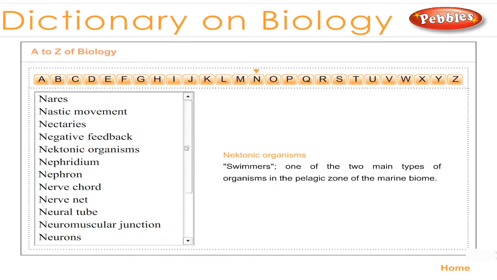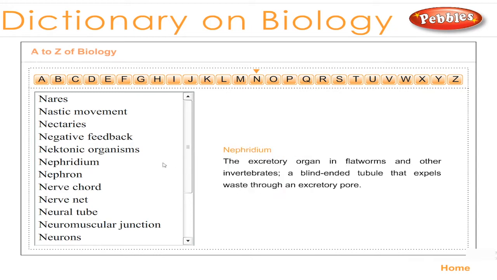Nektonic organisms, swimmers, one of the two main types of organisms in the pelagic zone of the marine biome. Nephridium, the excretory organ in flatworms and other invertebrates, a blind-ended tubule that expels waste through an excretory pore.